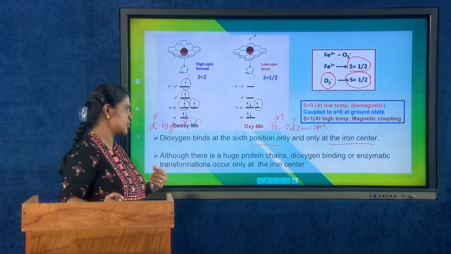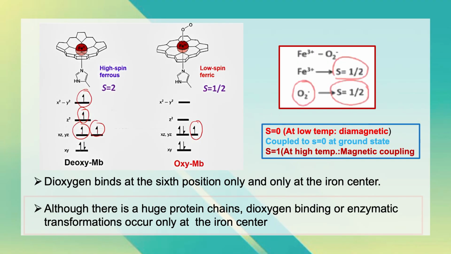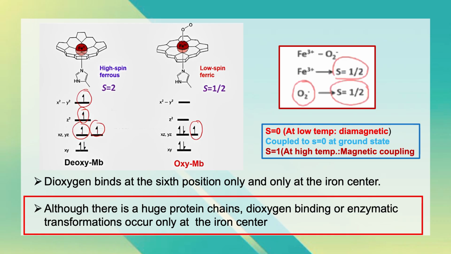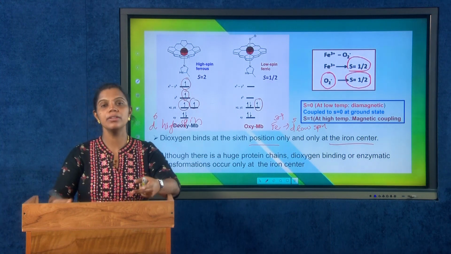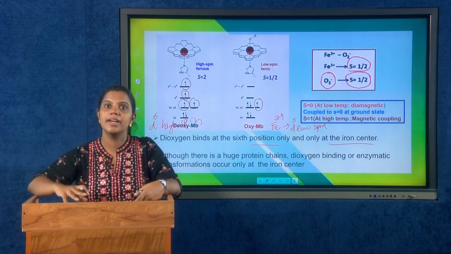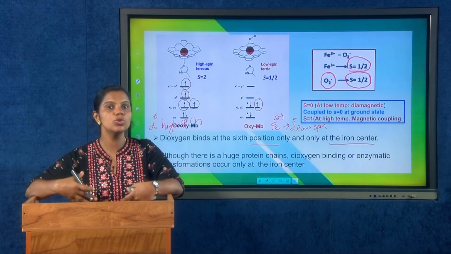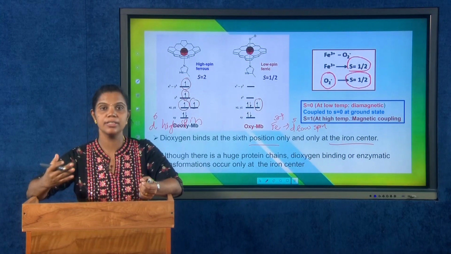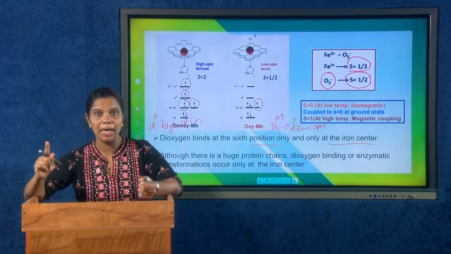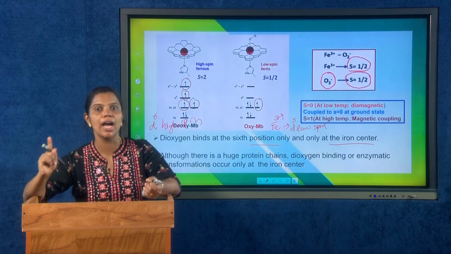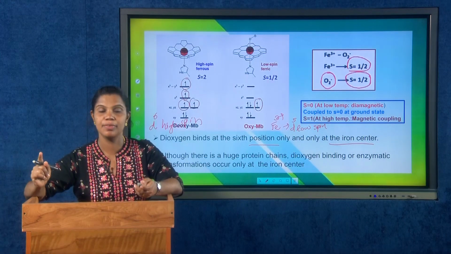We have already discussed that the oxygen will be bound at the 6th coordination site. Although there are huge protein chains, the dioxygen binding or enzymatic transformations occur only at the iron center. We know that around the myoglobin's heme center there are polypeptide chains, but even though this polypeptide chain is present, the dioxygen binding will occur only at the iron center. It is very important.